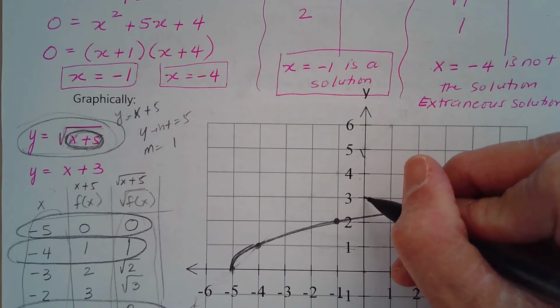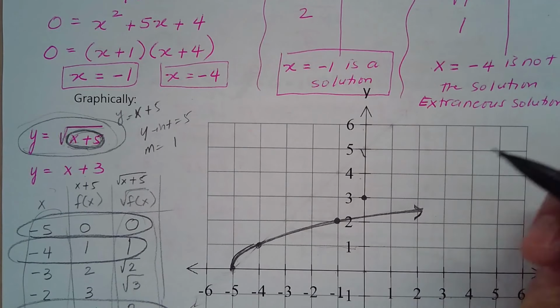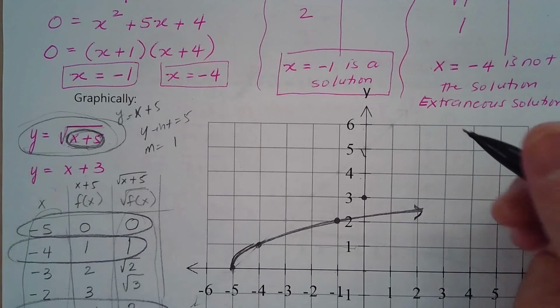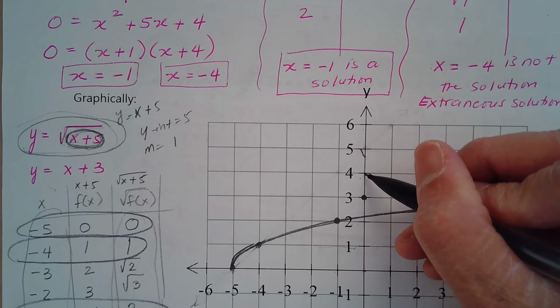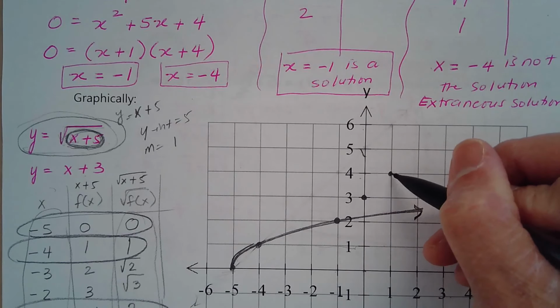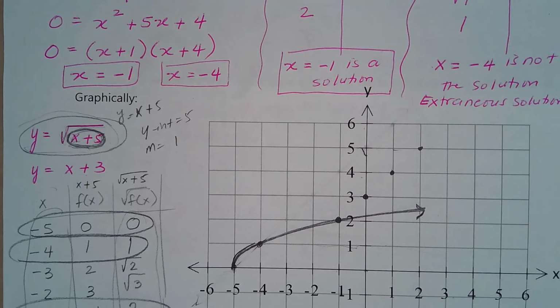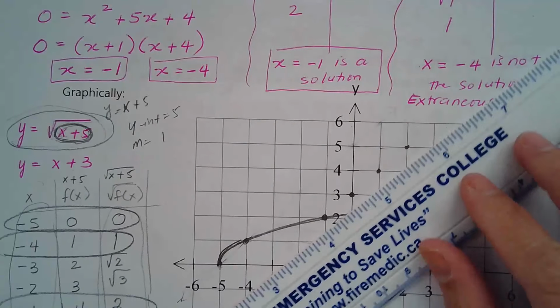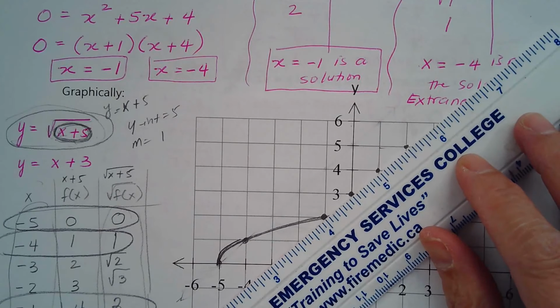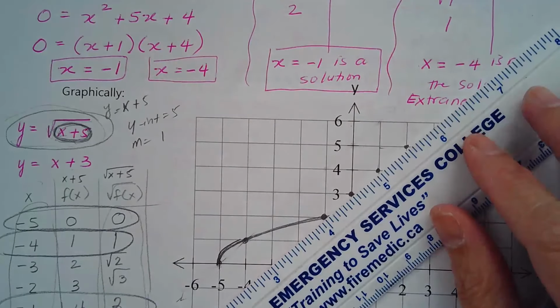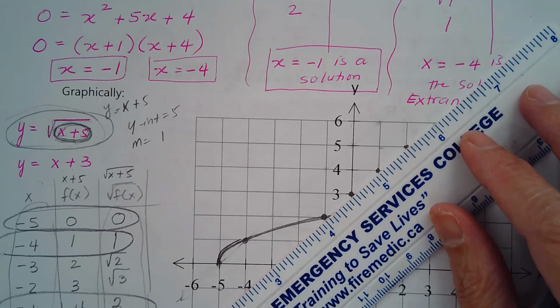Y-intercept is 3, yeah. So slope of 1, so you go up 1, right 1. Up 1, right 1.